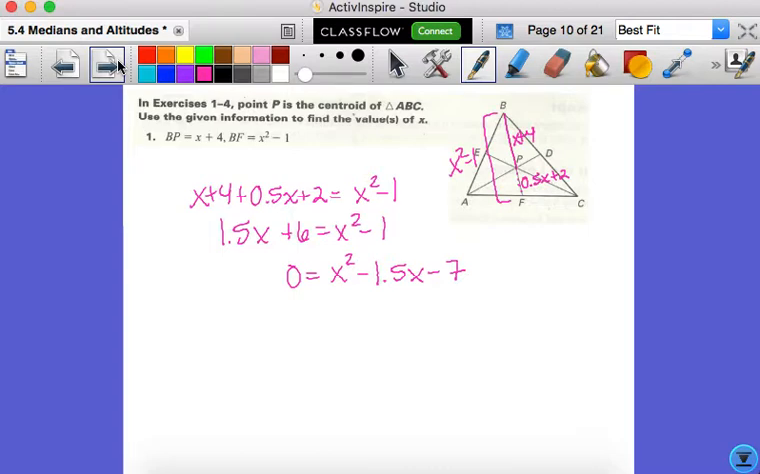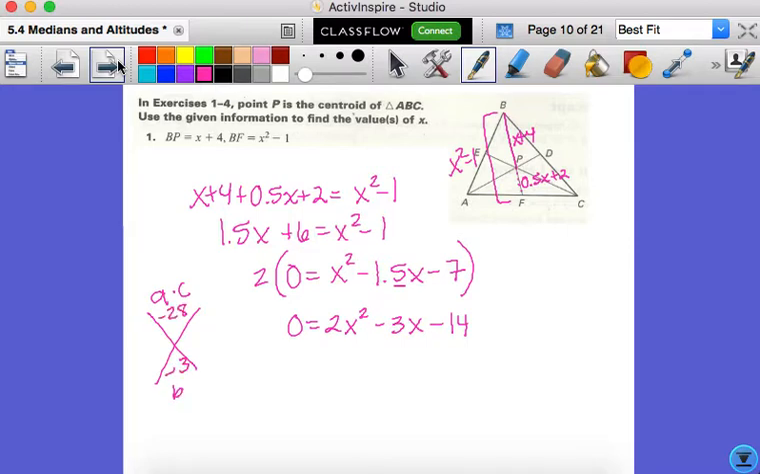Now, I don't know about you, but I don't want to try to find two numbers that add to negative 1.5. So what I'm going to do is multiply everything up here by 2, since this is a half, so that it'll get rid of that decimal for me. The unfortunate part of that is that it's going to make my a value not be 1 anymore. However, hopefully it'll make my factoring process a little bit easier. So I need two numbers that multiply to negative 28 that add to negative 3.